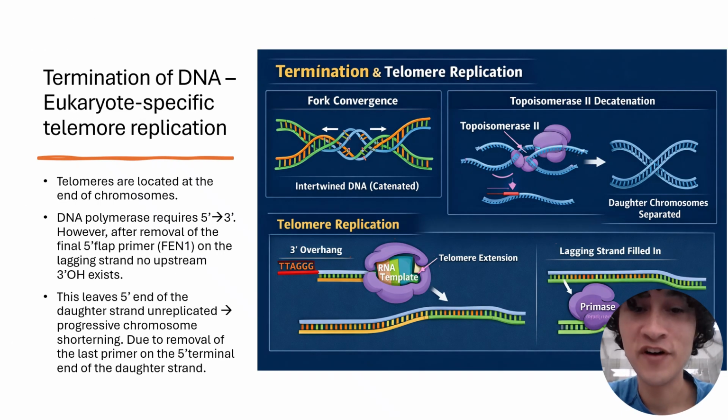So now we've got the final stage of termination. You get what's called fork convergence. The two helicases, the two helix structures, become intertwined with each other, and that's where topoisomerase type 2A comes in. I'm not going to touch on this too much because we already went over topoisomerase type 2A when we looked at topoisomerase type 1.